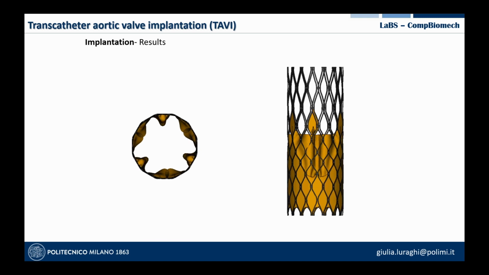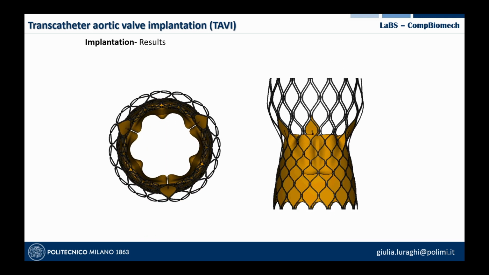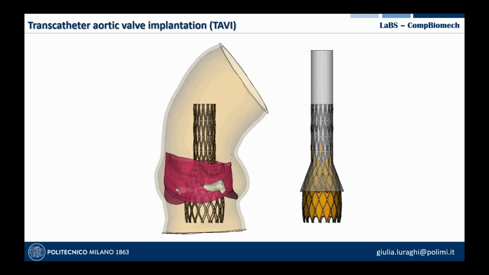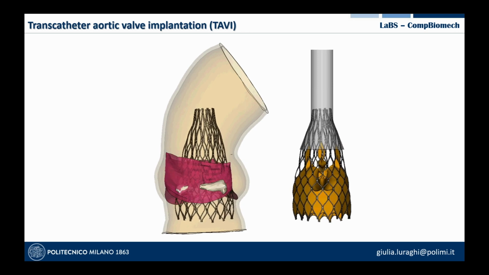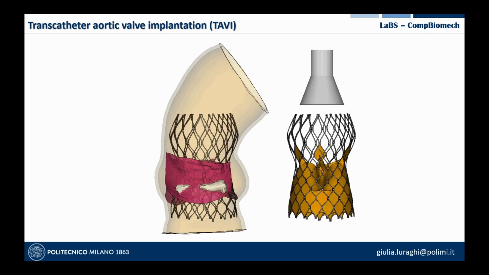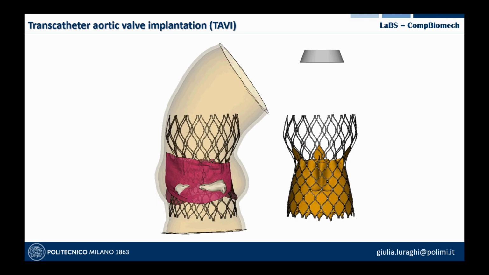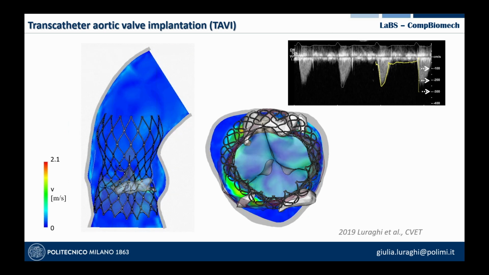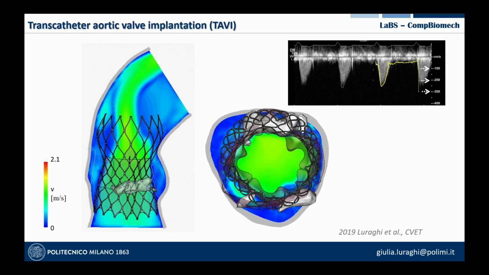About the simulation of the TAVI. We start by crimping the device, and then we place the crimped device in the patient-specific domain, in this case, in this aorta that you can see. The simulation reflects exactly the procedure, so the deployment of the device is by unsheathing a catheter. We obtain a good match between simulation and clinical data. And this is the complete FSI simulation of the post-TAVI scenario of the patient.